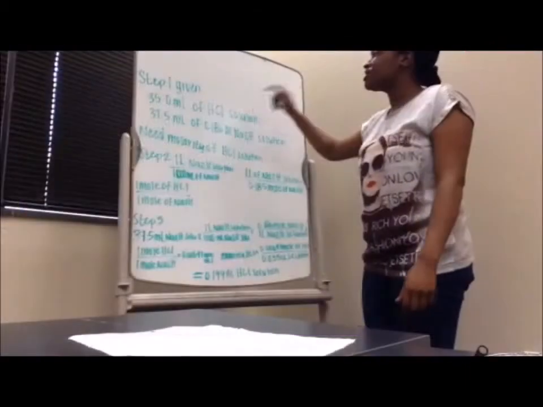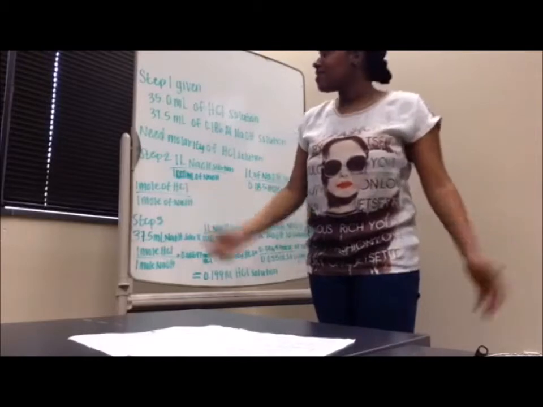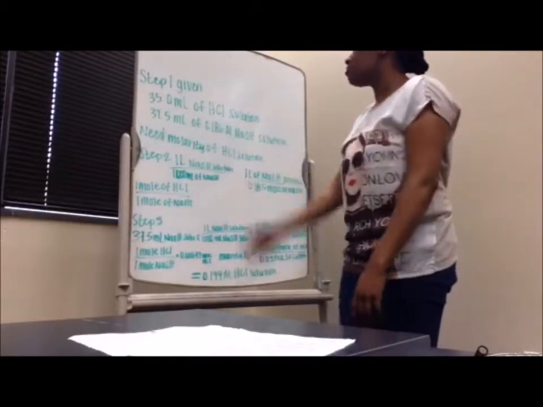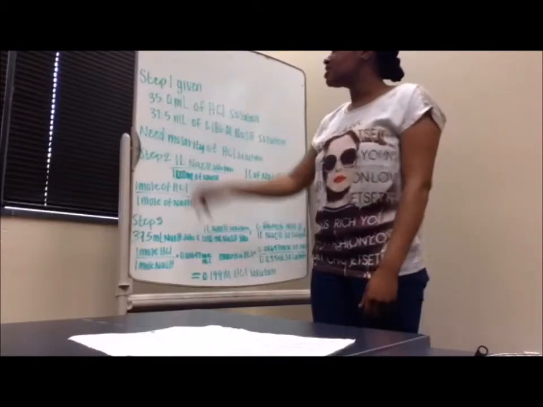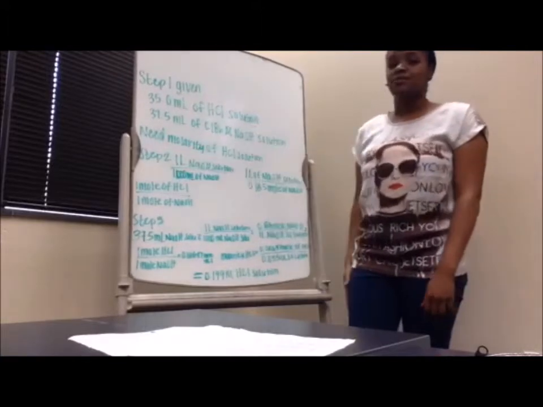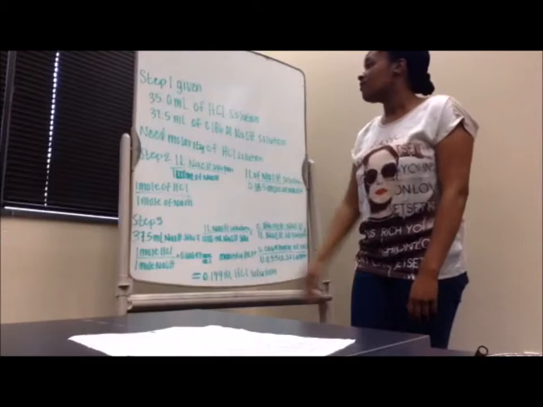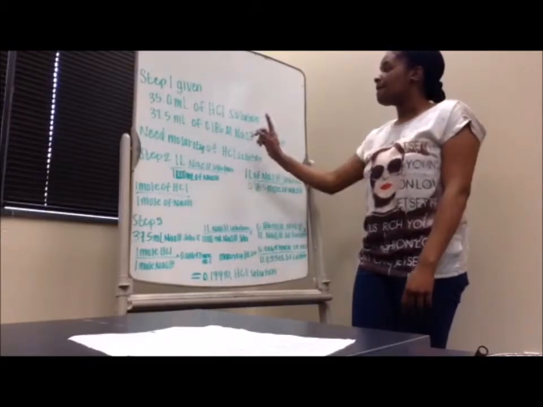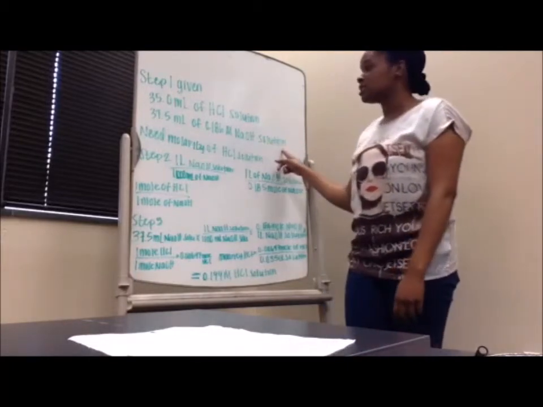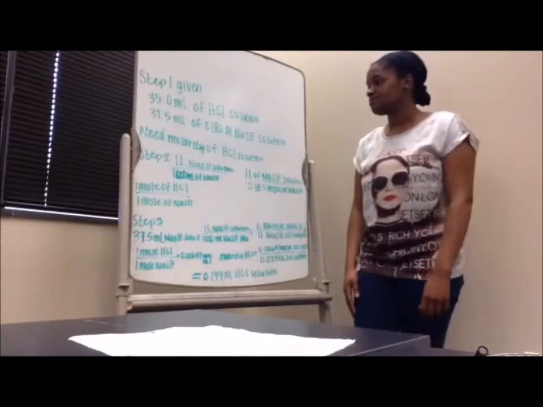First we would start off with step 1, and step 1 is the given step. So what you have given, or what you need, should go in step 1. What we have given is 35 milliliters of HCl solution. We have 37.5 milliliters of 0.86 molarity NaOH solution, and we need the molarity of the HCl solution.